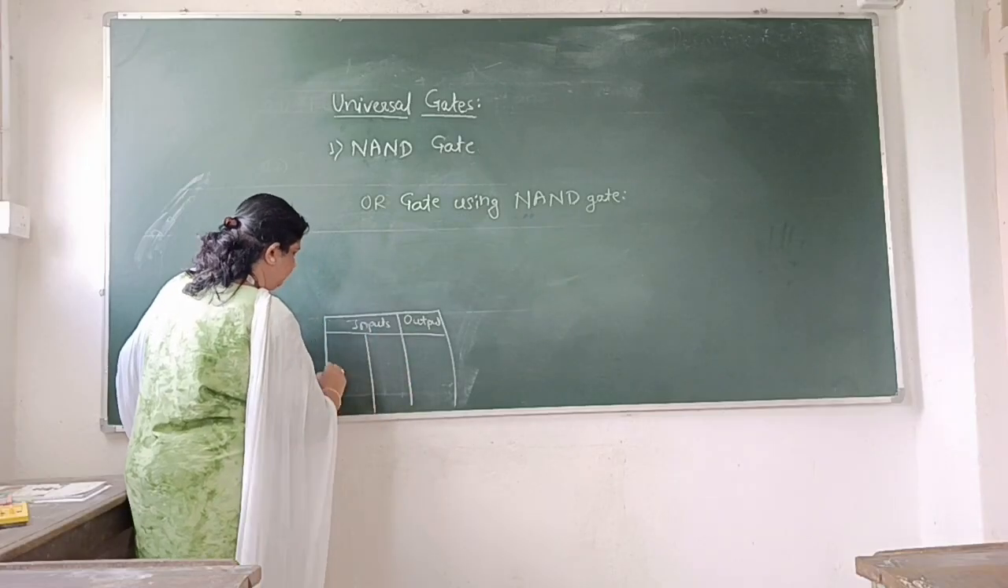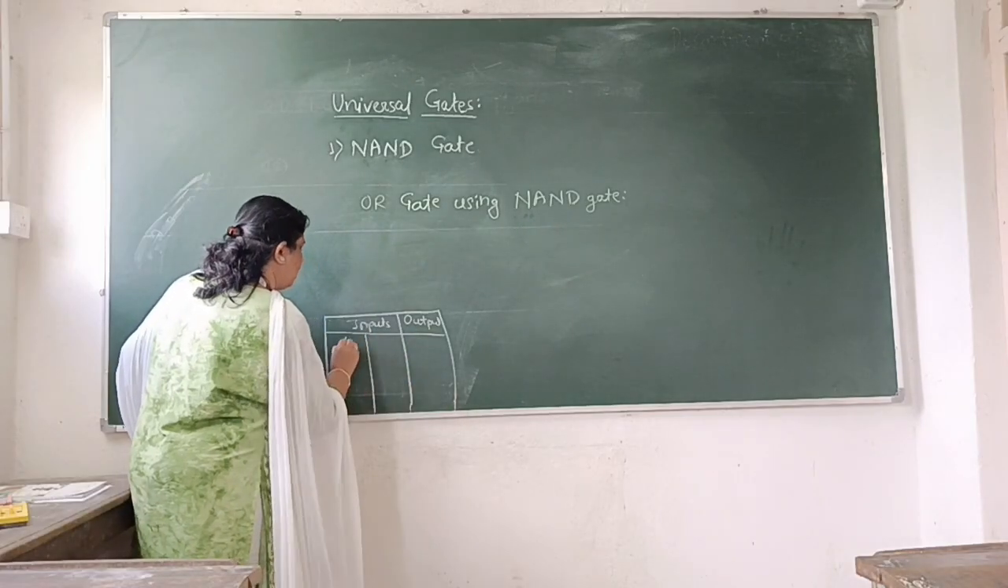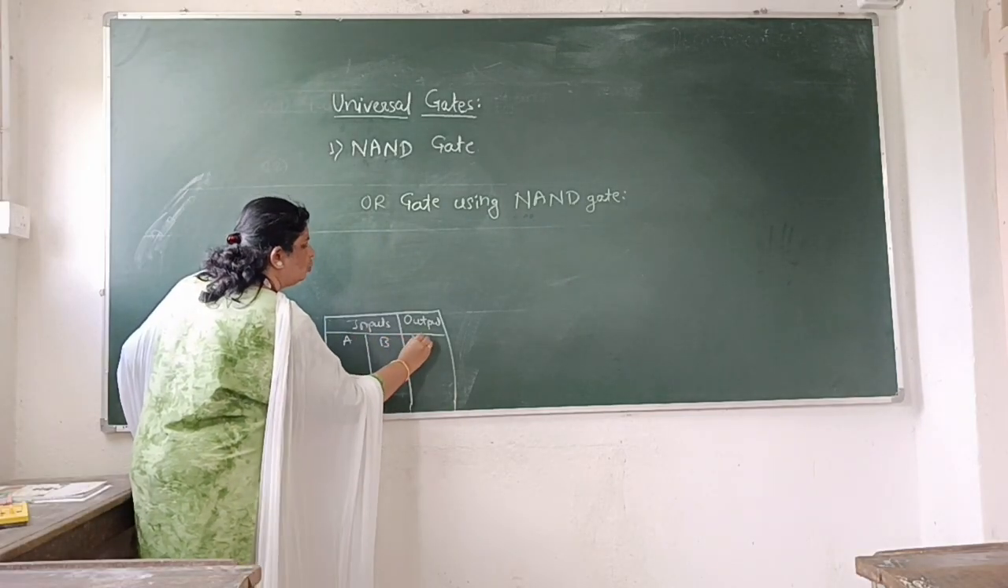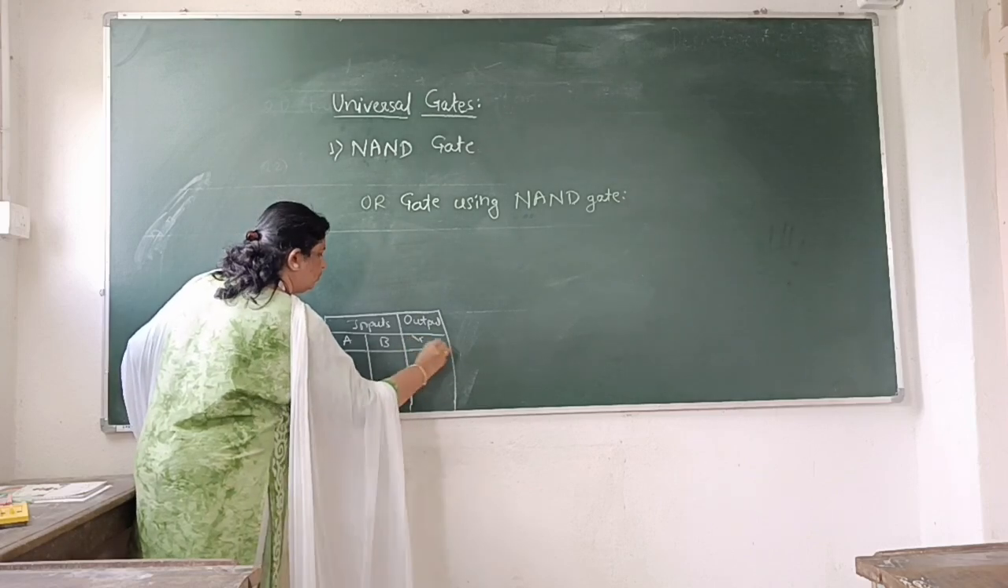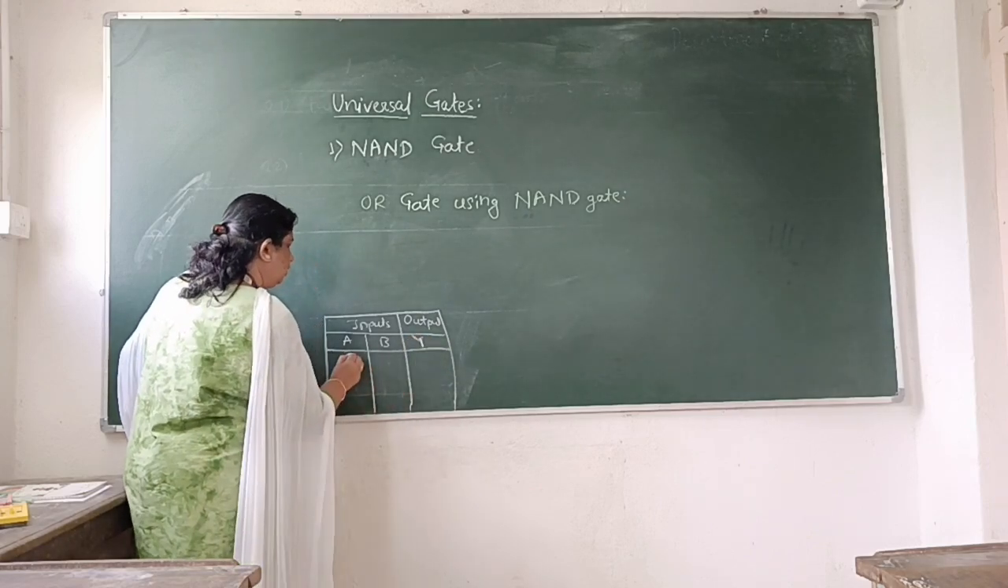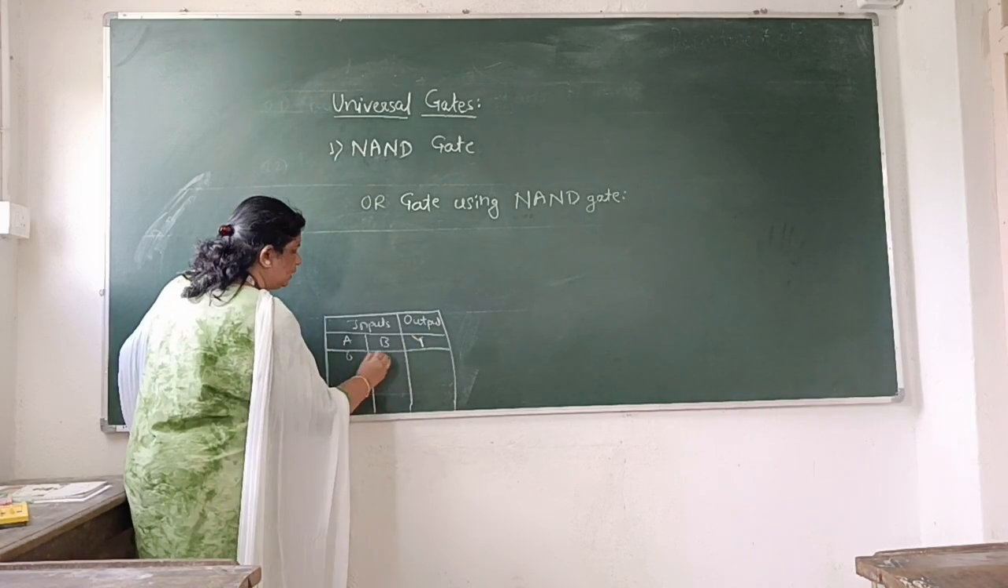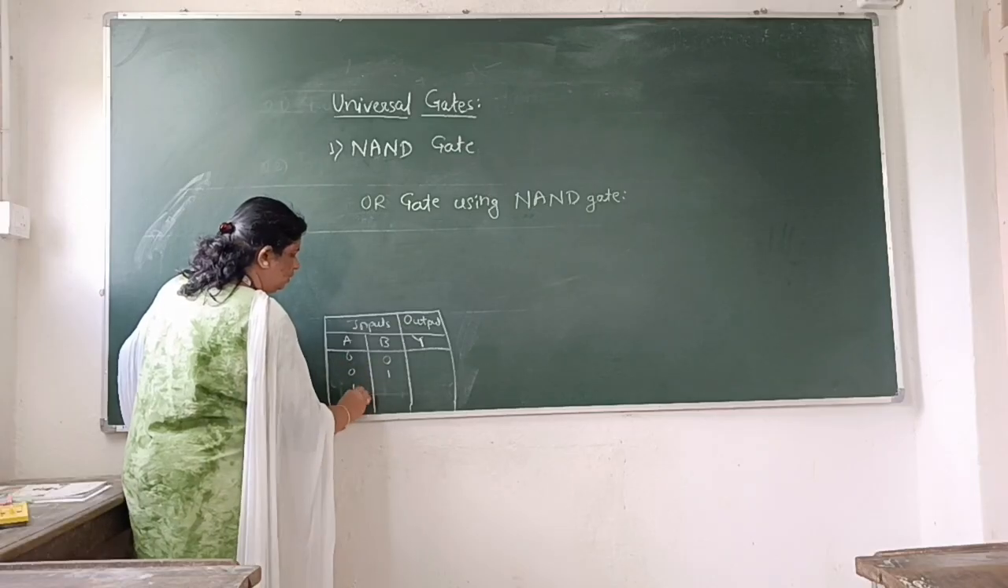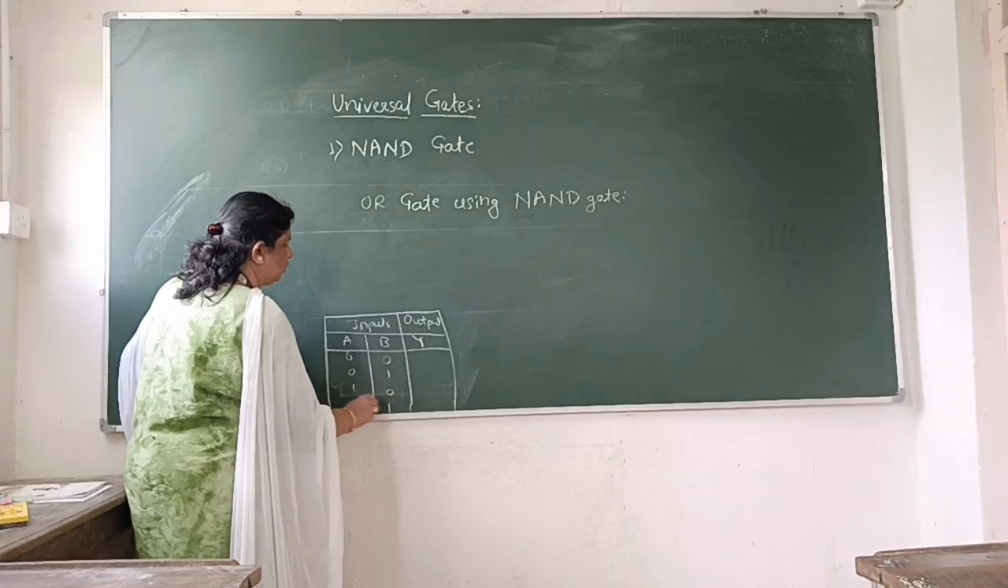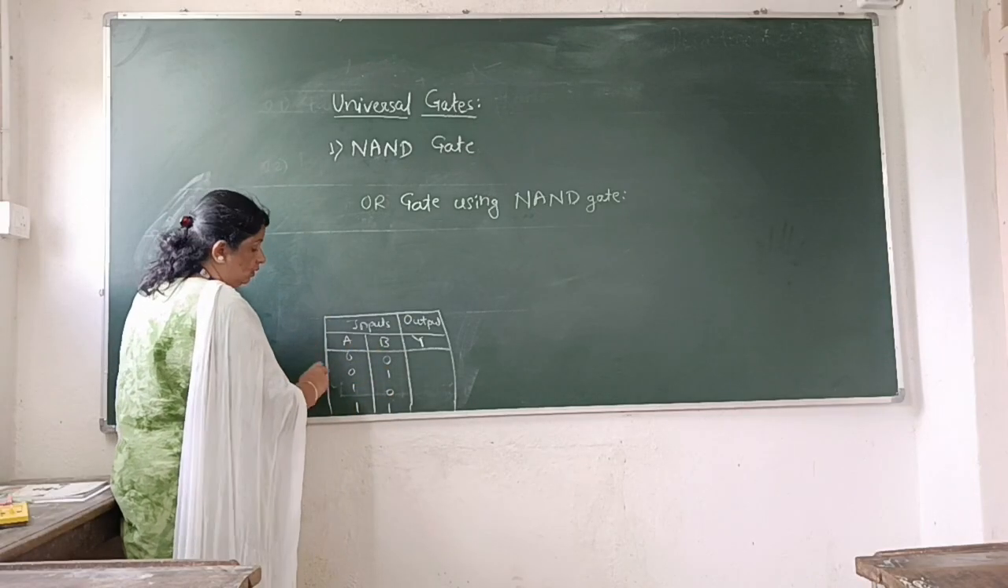Two inputs, A and B, and the output is 1. So the combinations for input are 0 0, 0 1, 1 0 and 1 1. So in case of OR gate, what is the output?